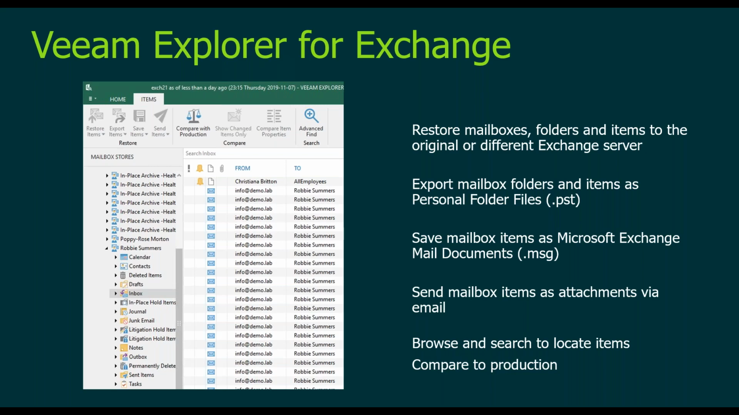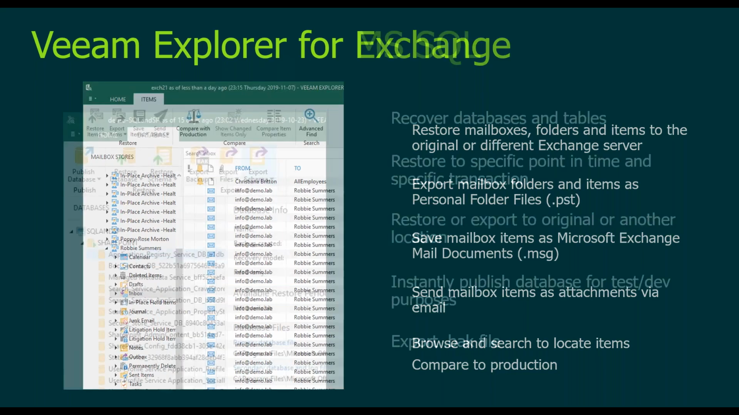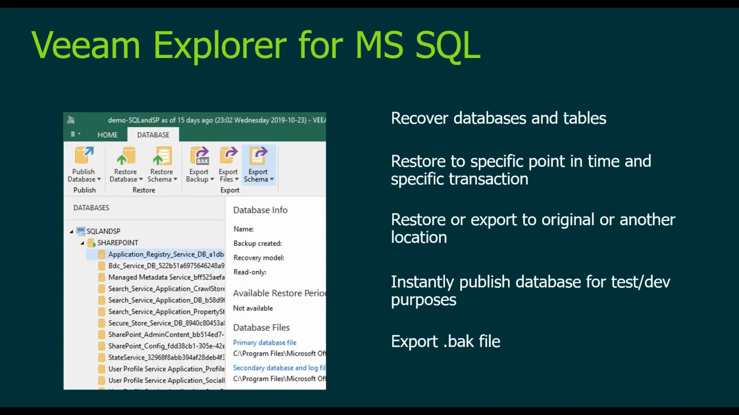So it could be migrating to a different DAG, to a different Exchange server. You can export the object as PST or send it as a message also. There is also this feature which is compare with production, as you see here. It allows us to compare the objects which are present in our infrastructure, an Exchange server, to this point in time where we want to restore.